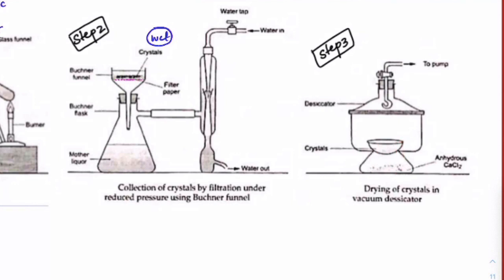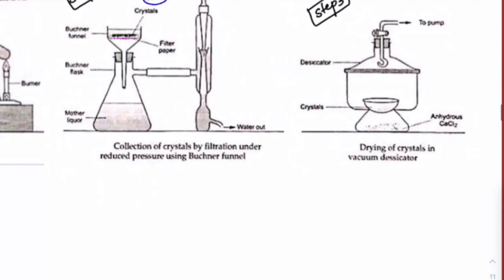Okay. To remove moisture, I need a drying agent. What is the best drying agent I can use? Anhydrous calcium chloride. Anhydrous calcium chloride will absorb moisture this way, to form the hydrate with H2O. Okay.